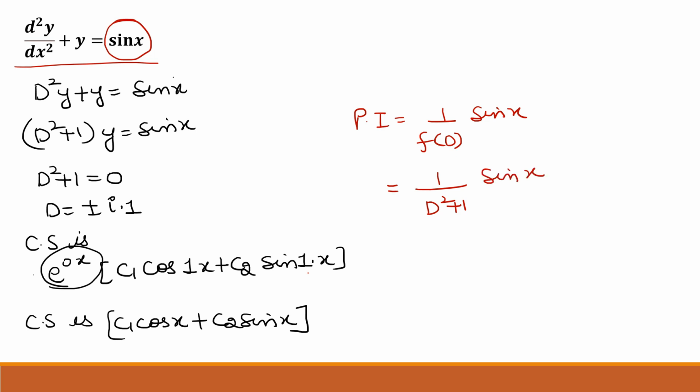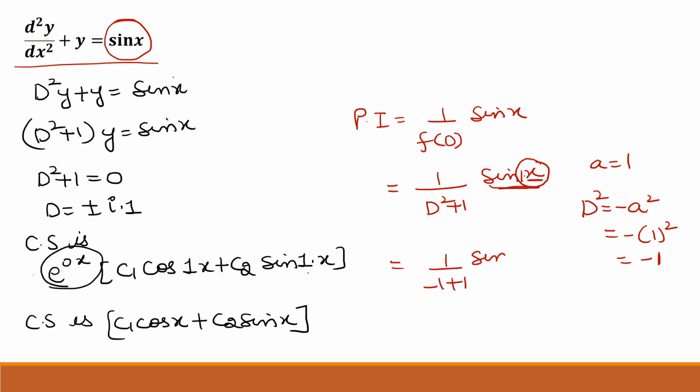So according to the previous rule, we have to put d square equals minus a square. And what is a? A is the coefficient of x inside this sine function. So here along with x we have 1. So a is 1 in this case, right? So d square will be minus of 1 square, so minus 1. Put d square equals minus 1. So what will we get? Minus 1 plus 1 sin x. Here we are getting 0 in the denominator, right?